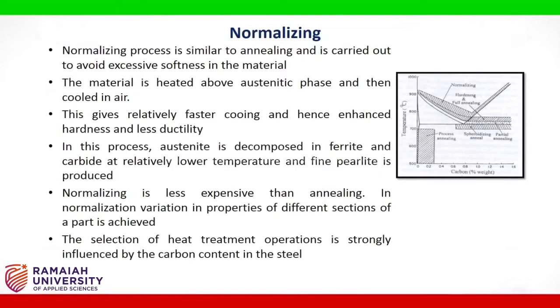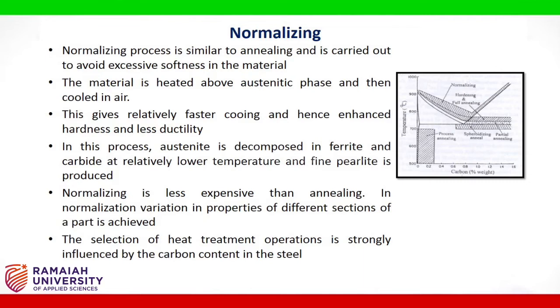Normalizing process is similar to annealing and is carried out to avoid excessive softness in the material. The material is heated above austenitic phase and then cooled in air. This gives relatively faster cooling and hence enhanced hardness and less ductility. In this process, austenite is decomposed in ferrite and carbide at relatively lower temperature and fine pearlite is produced. Normalizing is less expensive than annealing. In normalization, variation in properties of different sections of a part is achieved.